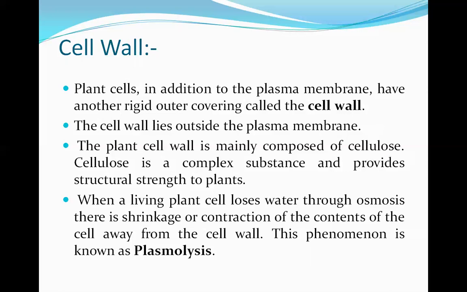Now, the last point: when a living plant cell loses water through osmosis, there is a shrinkage or contraction of the content of the cell away from the cell wall. And this phenomenon is known as plasmolysis. It means when a living plant cell loses water through exoosmosis, exoosmosis takes place, and there is a shrinkage and contraction of all the content of the cell.